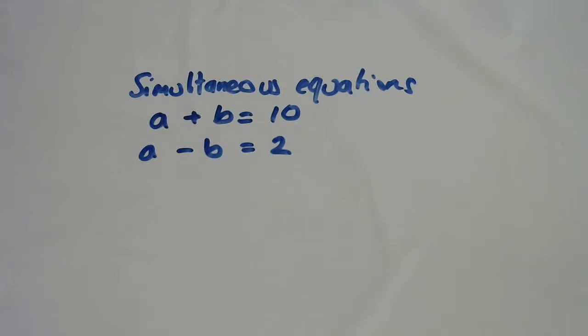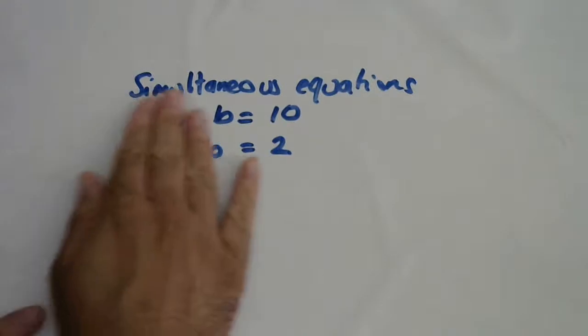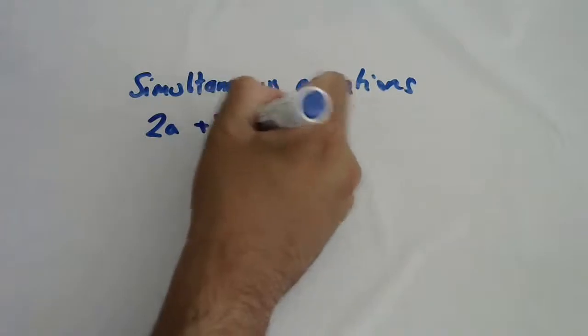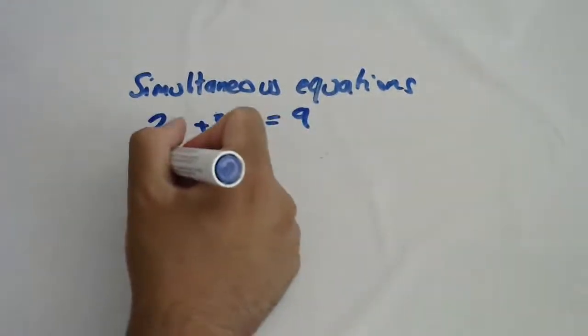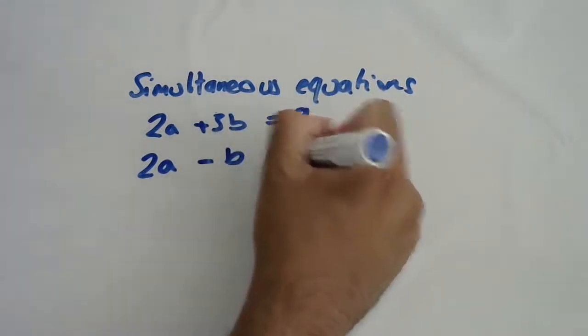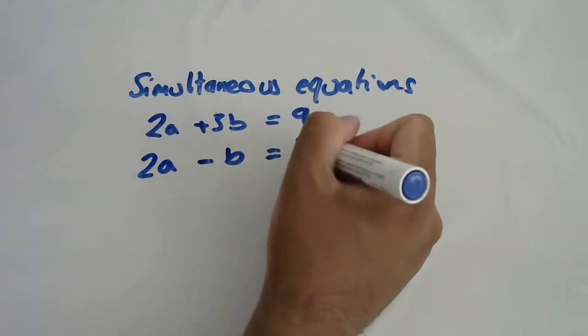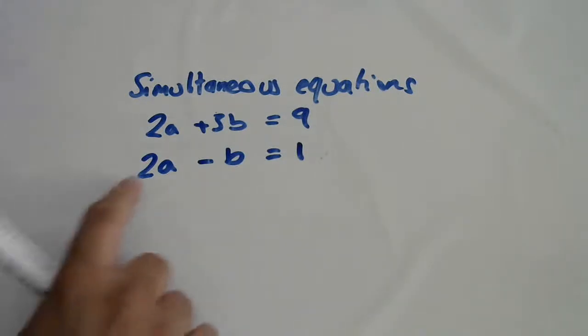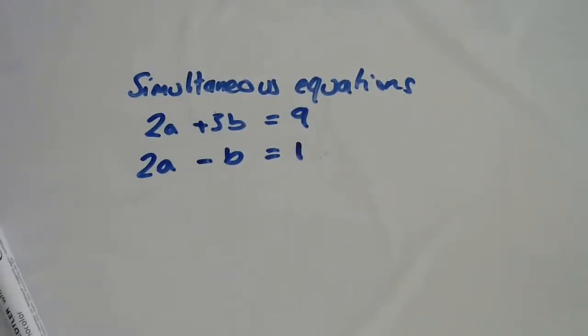A is 6, B is 4. That seems to work for me very nicely. Brilliant, brilliant, brilliant. All right, slightly harder one this time. Good job, good job. So 2a plus 3b equals 9. 2a minus b equals, let's say 1. Okay, so solve that one for me. Make that, no, keep that as it is. So this one's a little bit harder.